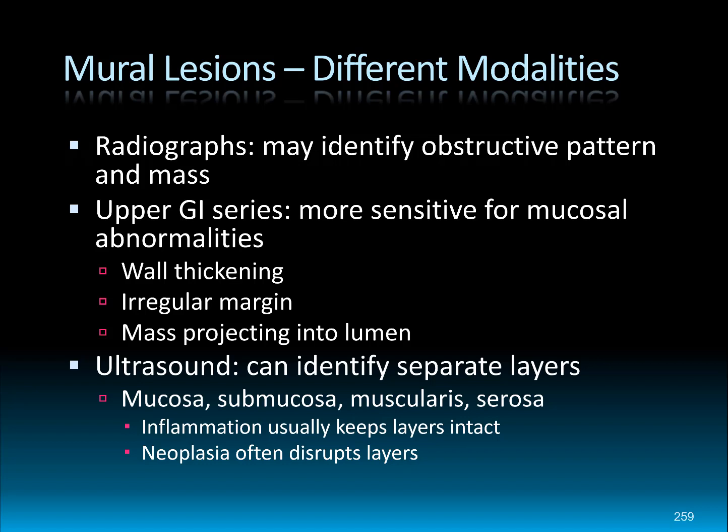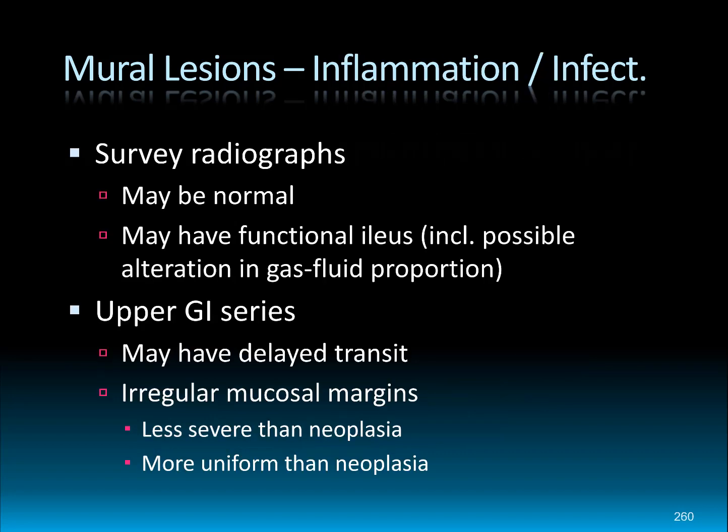With ultrasound, you can identify separate layers of the GI tract, and you can sort out roughly where the lesion might be coming from. When there's inflammation, usually the layers stay intact. With neoplasia, usually the layers are disrupted, so that's one way to tell apart the more benign things from the more aggressive things.